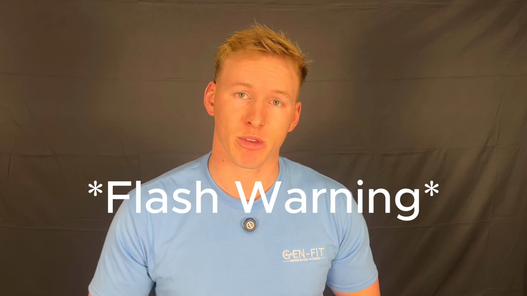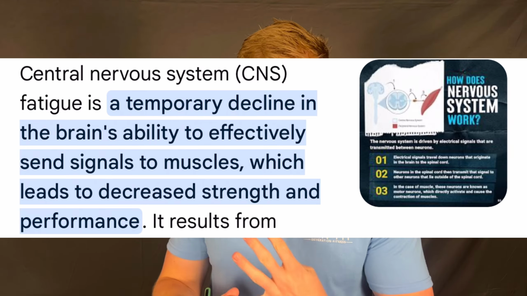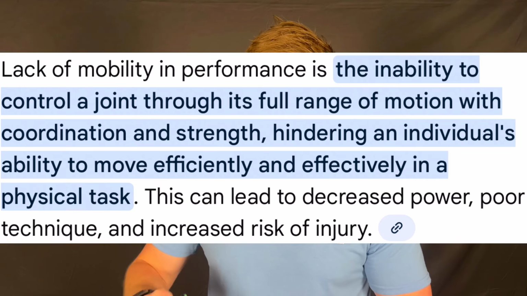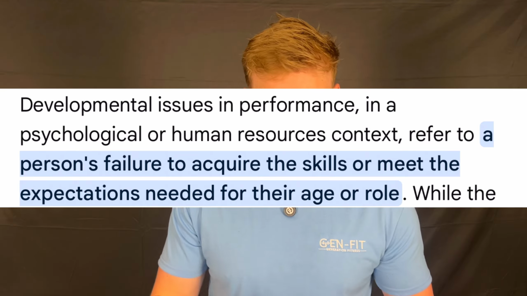So why are these injuries so common, and what steps can we take to prevent these injuries from happening? Well, in order to solve this problem, I think it's important to go back to the root cause of these problems and where these injuries are coming from in the first place. Compensation, unhealthy movement patterns, overuse, central nervous system fatigue, lack of mobility, stability, strength, coordination and proprioception, recovery, developmental issues, and improper techniques are all causes of these acute injuries.